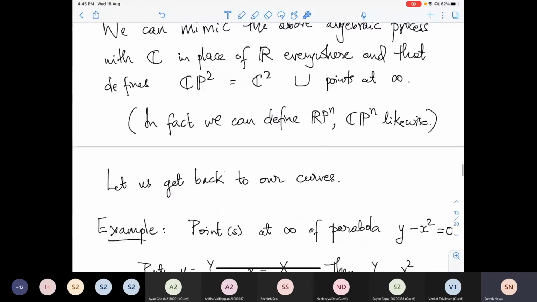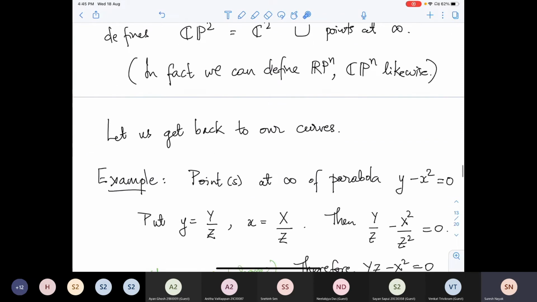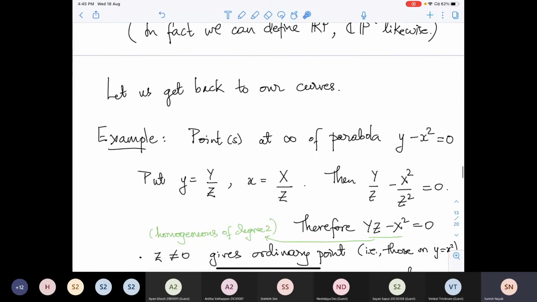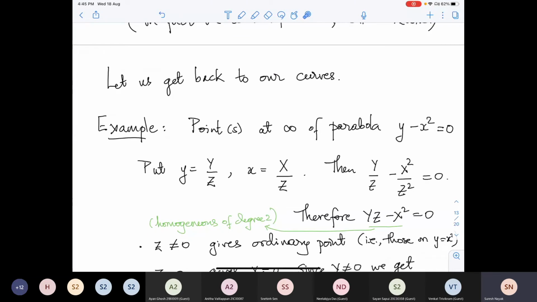Okay, I don't know how much you're following, all of you, but I hope you have vaguely understood that there are some points at infinity we have introduced. And now I would like to point out that there's a simple way of actually finding out what these points of infinity are. And once you realize that, then you can actually see what is happening with the intersections. So what are the points at infinity of the parabola y minus x squared?